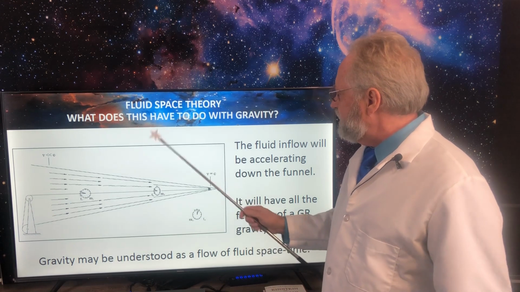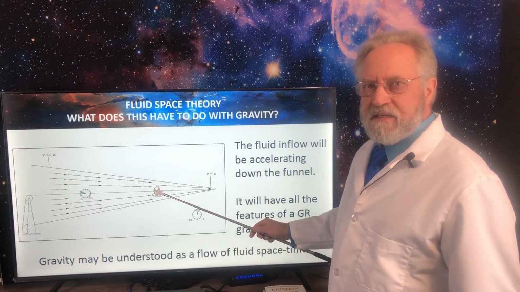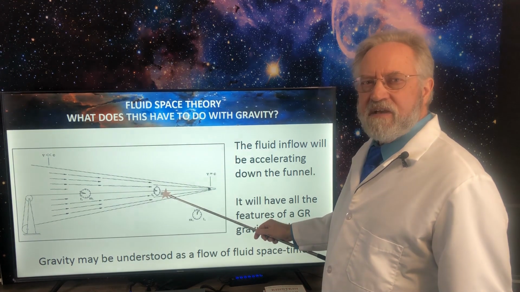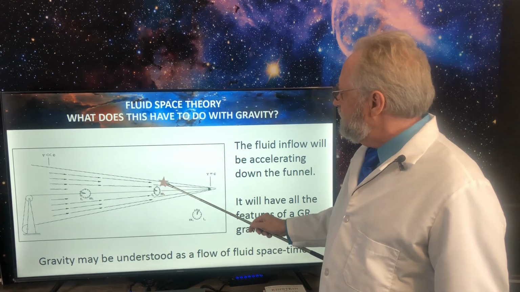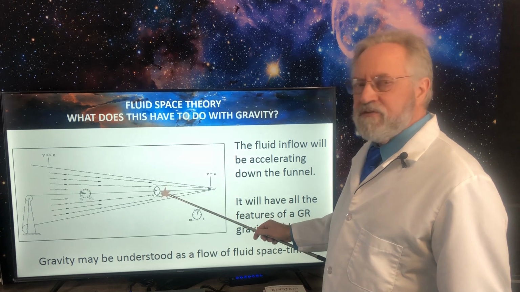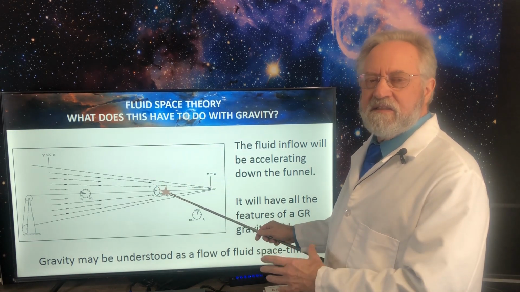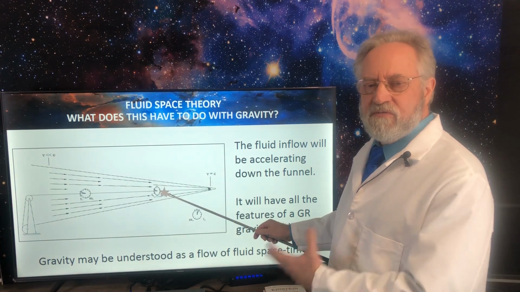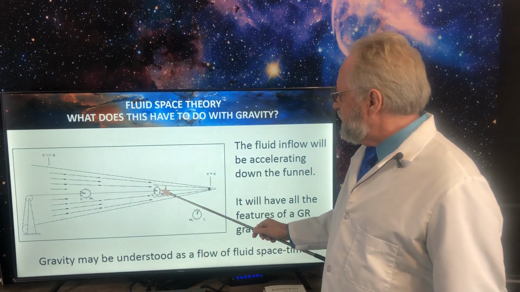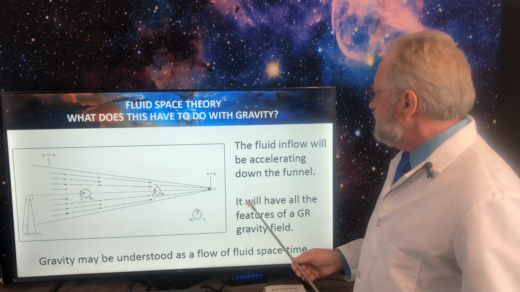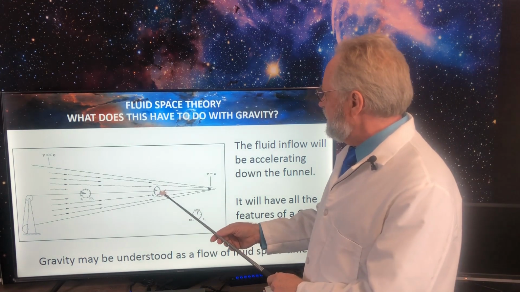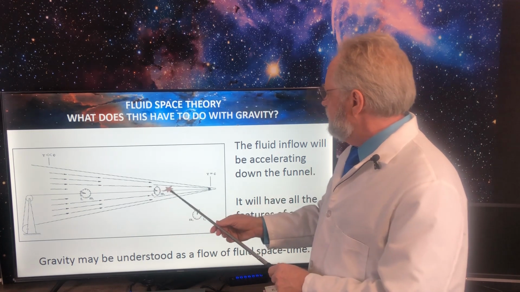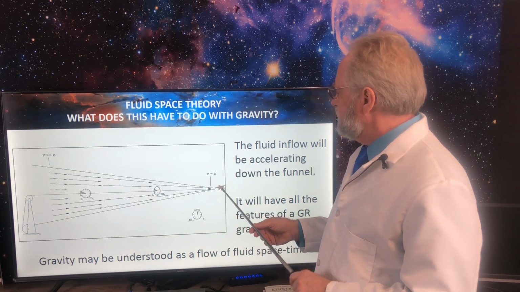Another thing that's going to happen is that as the clock is lowered deeper and deeper into the field, it's going to become length contracted and time dilated because it's immersed in the fluid that is length contracted and time dilated. It's going to behave according to what's going on in its local space. So you will have length contraction and time dilation, and you'll have a gravity field that increases in strength the closer you get to the center.